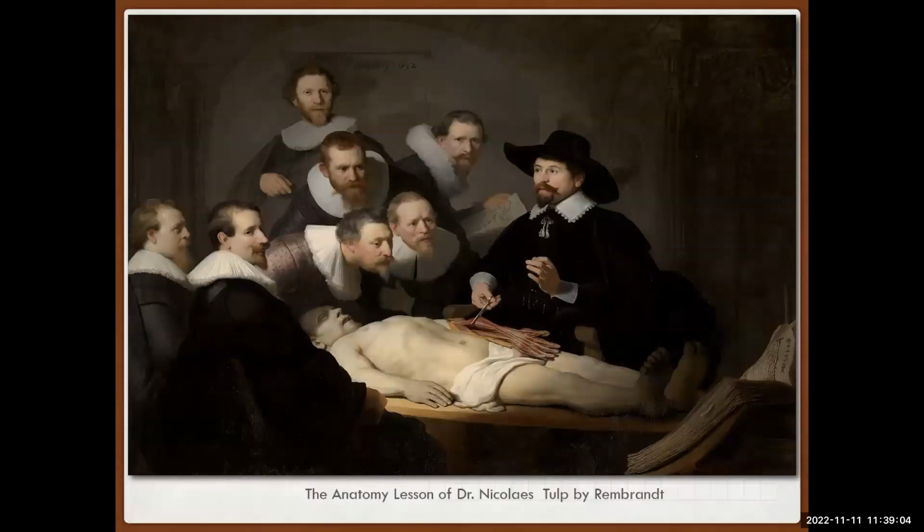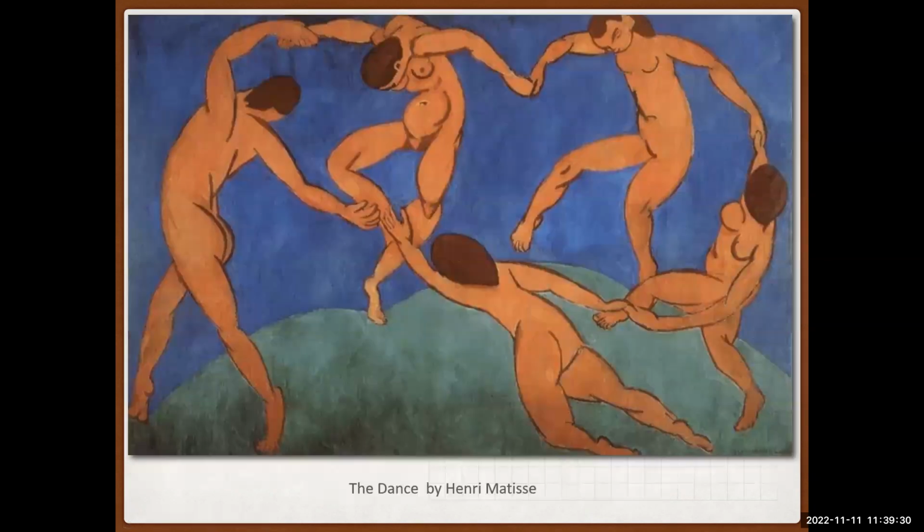Okay? Or The Anatomy Lesson of Dr. Nicolaes Tulp by Rembrandt. So we have here a dead corpse, they open the hand, and then they're having discussions, and the scholars are taking down notes. If you can see the different color hues, the background seems to be darker, while the subjects seem to have a lighter value of color. Okay. Another is The Dance by Henri Matisse. You can see there the different shapes, the different blending of the colors. Basic colors, if you ask me, primary and secondary colors.